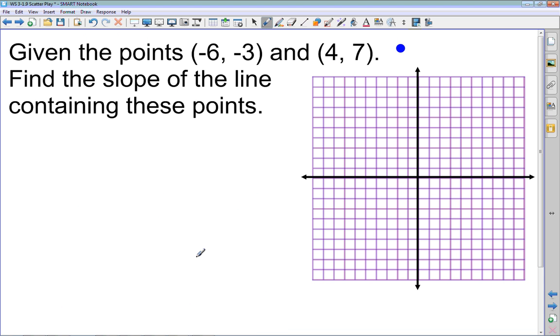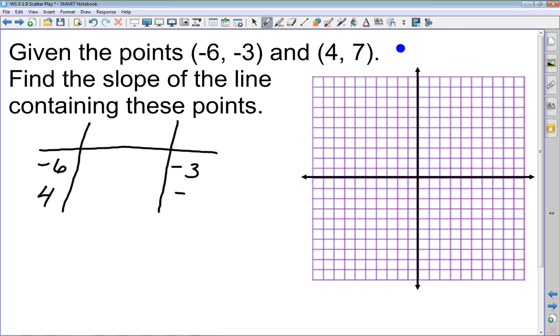Next one. Okay, it says, given the points -6, -3, and 4, 7, find the slope of the line containing these points. You can do this a couple of ways. One way, you could go in here and make a table, put in there -6, -3, and 4 and 7. Well, remember, slope is delta y over delta x. You can do it this way.